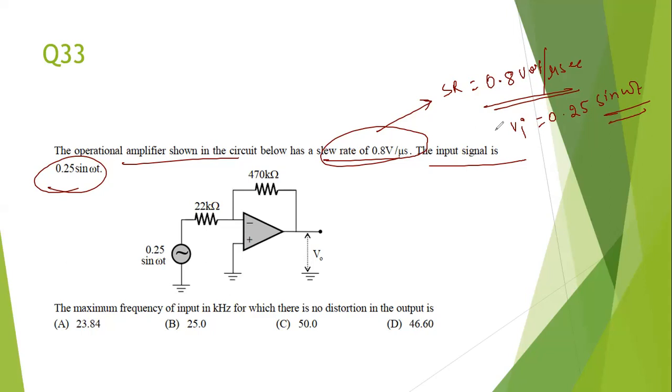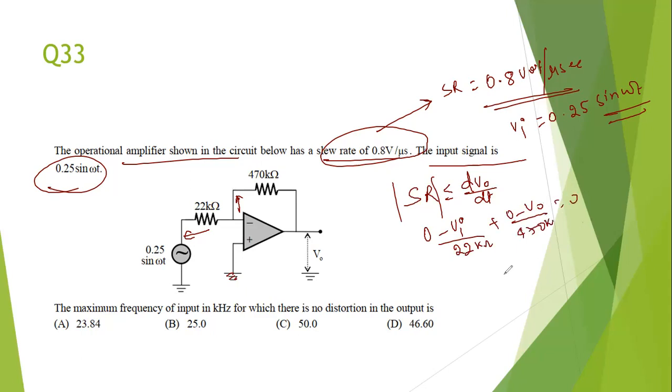How can you find the maximum frequency? As you know, the slew rate is less than or equal to dV0 by dt, the maximum value in volt per microsecond. Writing total outward current equal to 0: 0 minus Vi by 22 kilo ohm plus 0 minus V0 by 470 kilo ohm equals 0. So V0 equals minus 470 divided by 22 into Vi, where Vi is 0.25 sine omega t.